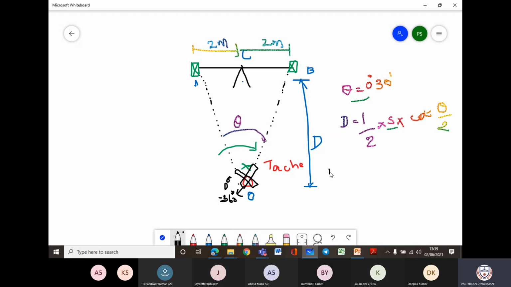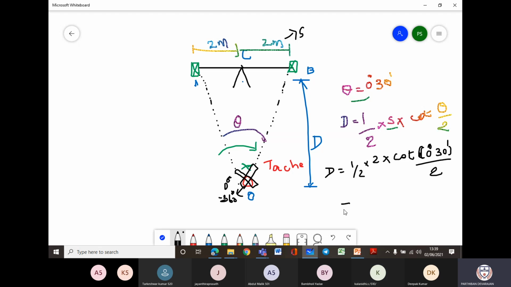So D is equal to 1 by 2 into S. What is the S value given in the question? S value is 2 meter. Into cot theta value. What is the theta value? 0 degree 30 minutes, divided by 2.